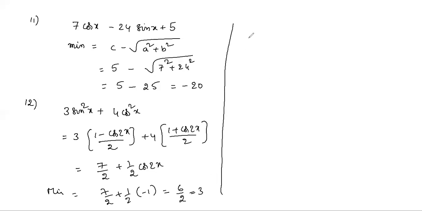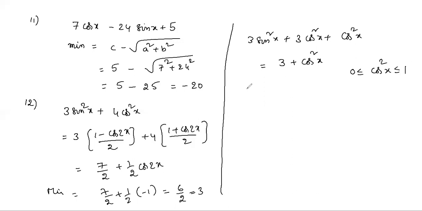Or you can write 3 sin square x plus 4 cos square x as 3 sin square x plus 3 cos square x plus cos square x. So this is 3 into sin square x plus cos square x, which is 1, so 3 plus cos square x. But we already discussed that cos square x lies between 0 and 1. So for the minimum, you have to take the minimum of cos square x, that is 0. So the answer is 3.